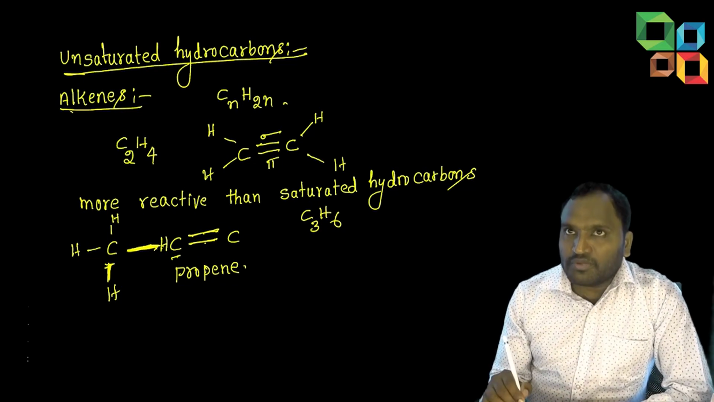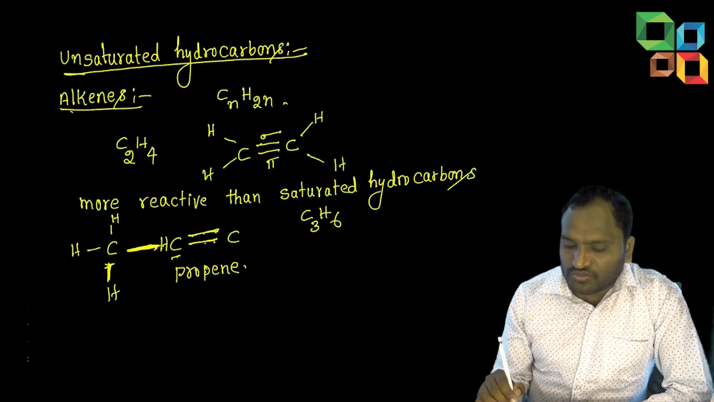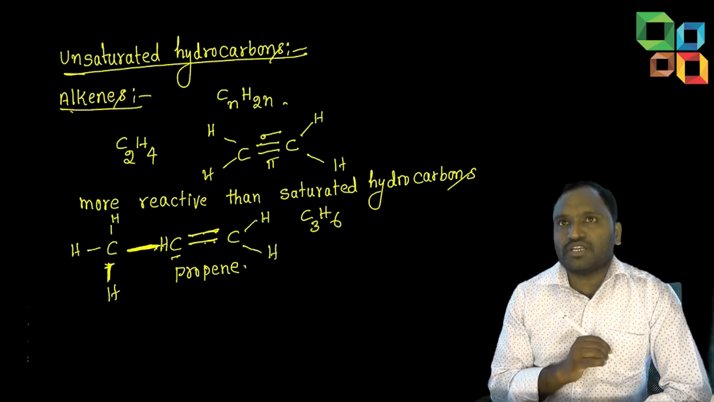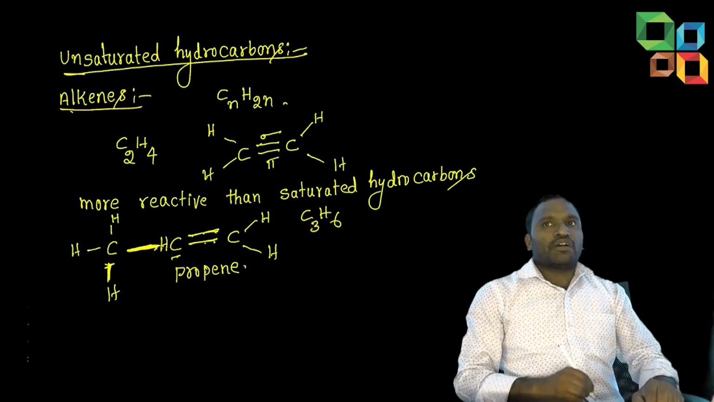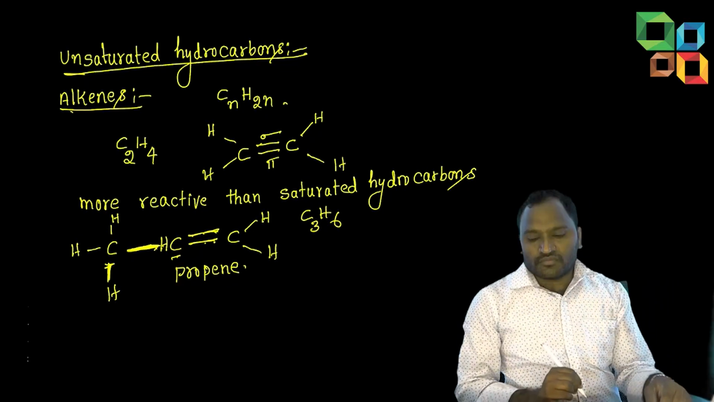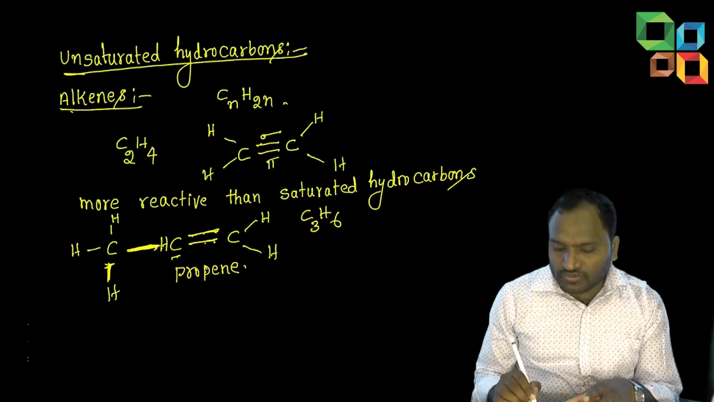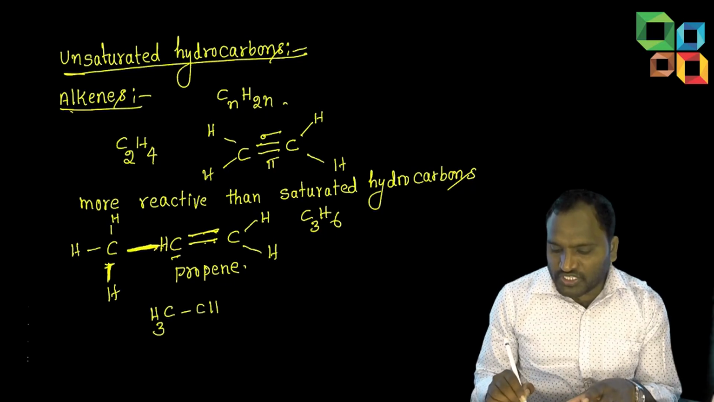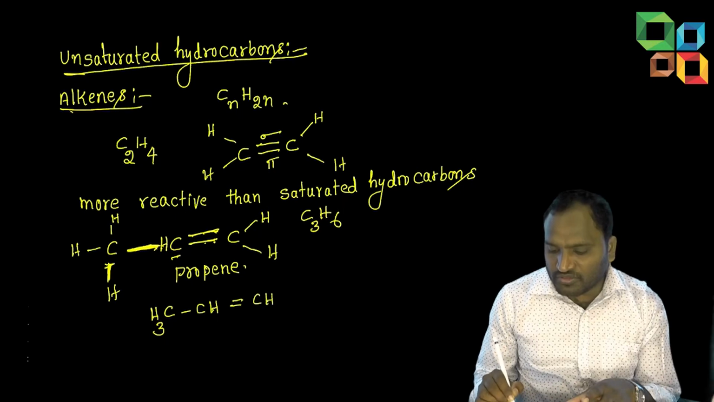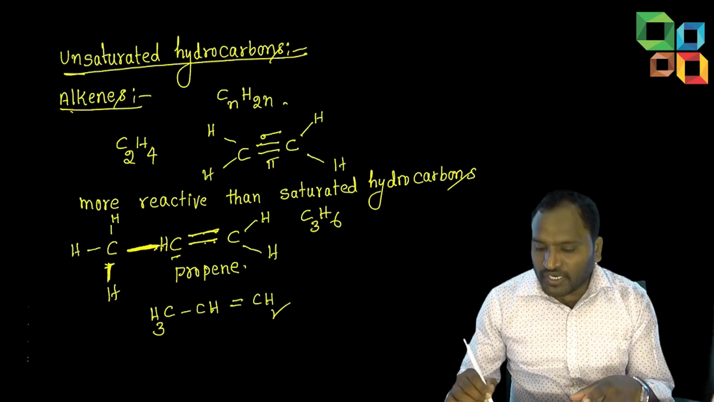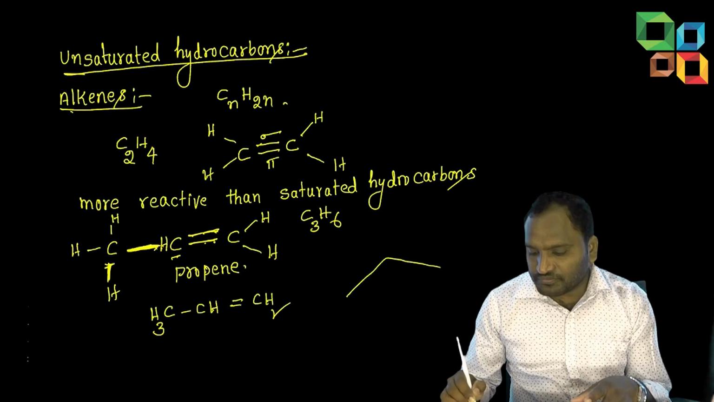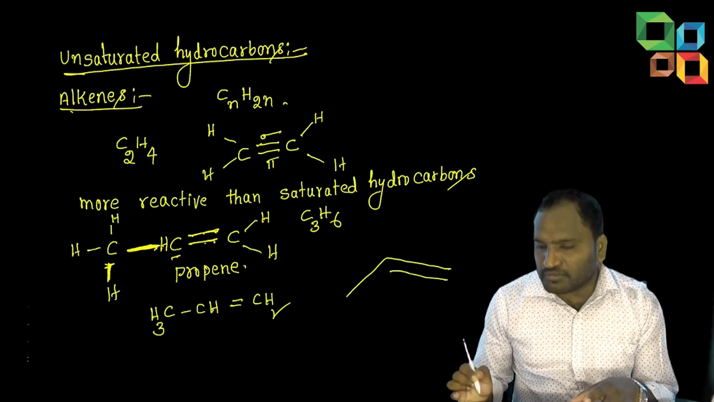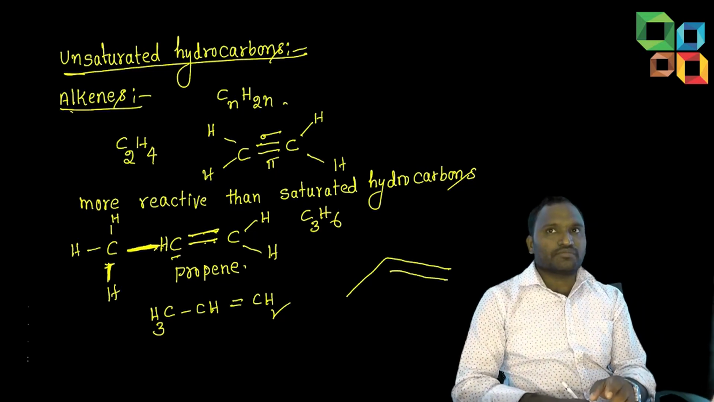So now the terminal carbon is connected with 2 bonds. How many more bonds does it need? 2 more bonds. For that, 2 hydrogens will be attached. Got it? Yes, sir. Thank you. So if we write this one, the condensed form is CH3 CH double bond CH2. If you want to write it in line form, this is propene. Just keep a double bond. It's very simple.